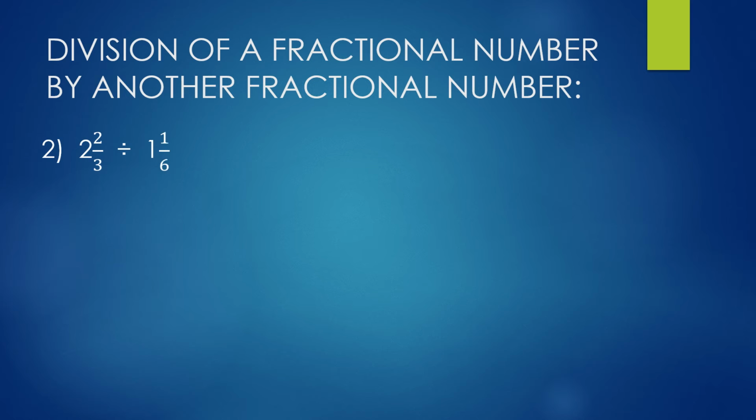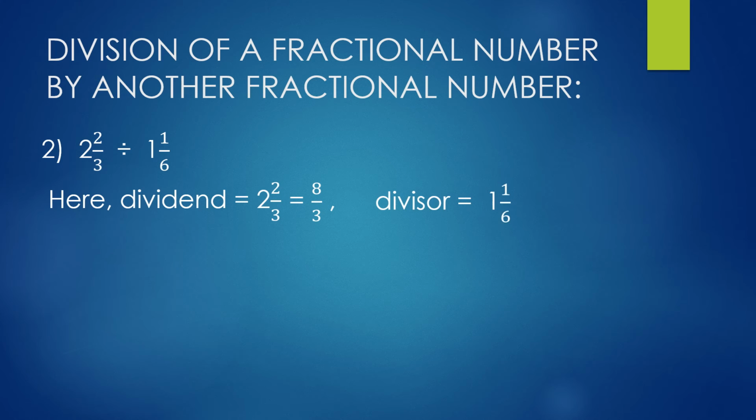Question number 2. 2 upon 3 divided by 1 upon 6. Here dividend is equal to 2 upon 3 and 2 upon 3 is a mixed number. So first we convert them into improper fraction. How? Let's see. 3 2s are 6 and 6 plus 2 is 8. So the dividend is equal to 8 upon 3 and divisor is equal to 1 upon 6. Again 1 upon 6 is a mixed number. So first we convert them into improper fraction. 6 1s are 6 and 6 plus 1 is 7.